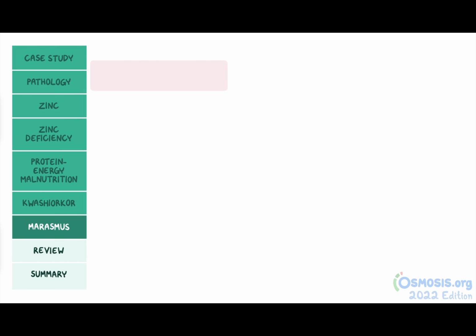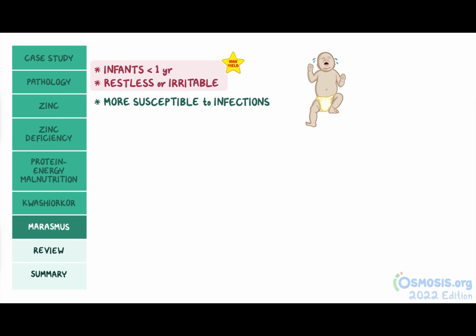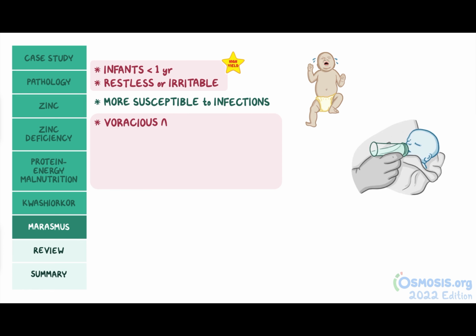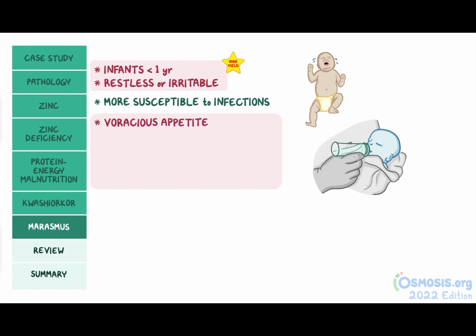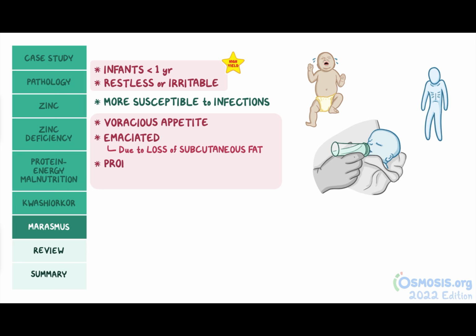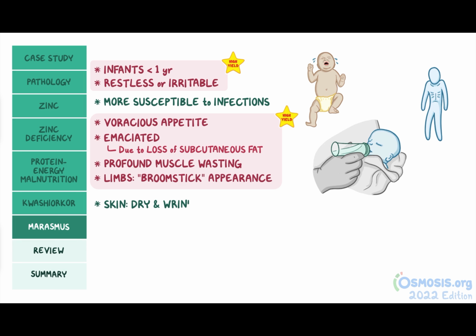Now, marasmus typically occurs in infants under the age of 1, who become restless or irritable and are more susceptible to infections. However, unlike kwashiorkor, kids with marasmus typically have a voracious appetite. What's high yield, though, is that these infants appear extremely emaciated, which means they're abnormally thin, with very prominent ribs, chest, and facial bones due to the loss of subcutaneous fat. There's also profound muscle wasting, which gives the limbs a characteristic broomstick appearance, and the skin appears dry and wrinkled.